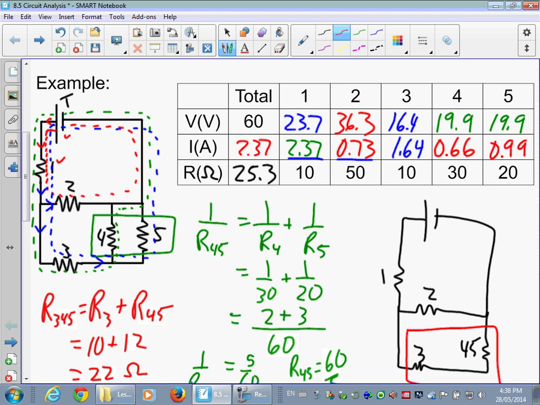As I mentioned before, when looking at Kirchhoff's laws, you should be able to identify whether you've done it correctly by your last step. So for example, we know that the current split up. So the current coming out of 3 split up between 4 and 5. If you add those two currents, 0.66 plus 0.99, you get 1.65 amps of current.